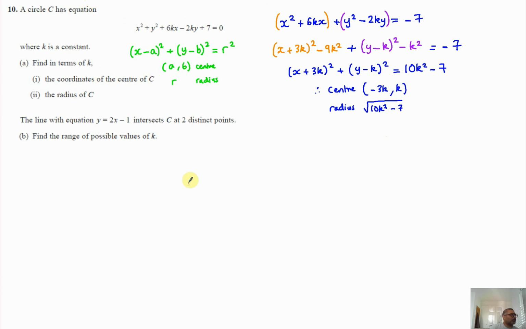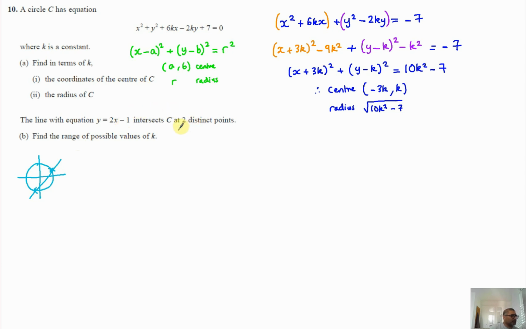Now for the next part we need to work out, it says the line with equation y equals 2x minus 1 intersects C at 2 distinct points. We need to find the range of possible values of k. Okay, now just to kind of illustrate visually what we're going to be doing here. At the moment we've got a circle equation and the line y equals 2x minus 1, and it tells us that it intersects at 2 distinct points. So when you sub this value into this equation, so we're going to get rid of y, so I'm going to sub that into this equation, and what you're going to end up with is some sort of quadratic.